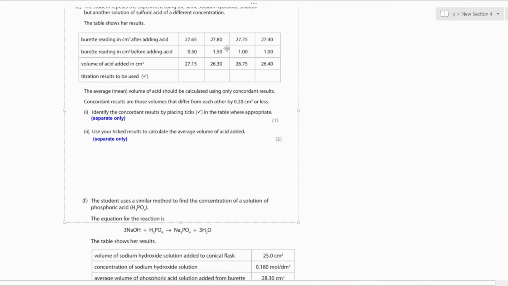The next question is, they have given you the initial readings and then they have given you the final readings. The titration result to be used is correct or not? Can you please check if the results are correct? Because we need to put a tick wherever the result is correct. Okay, you have to subtract it.